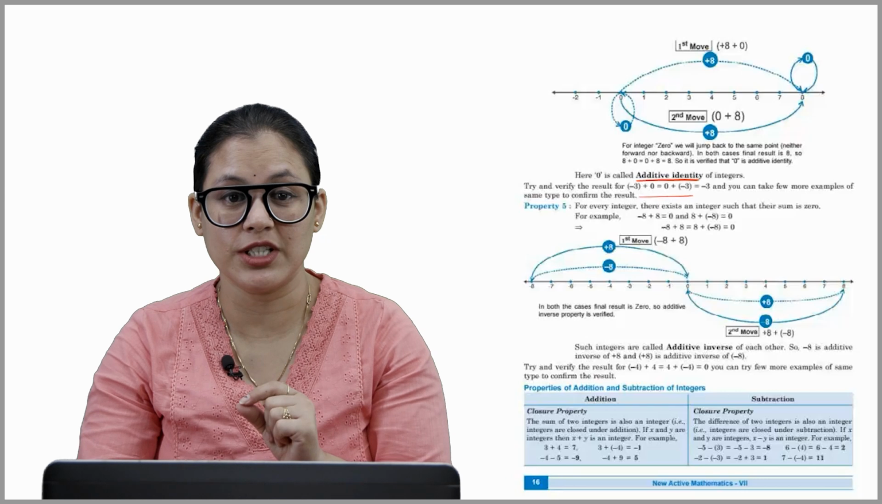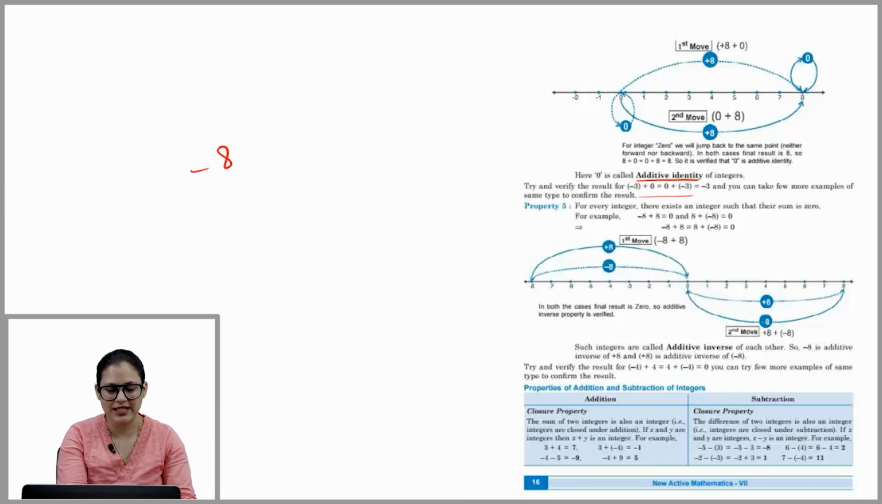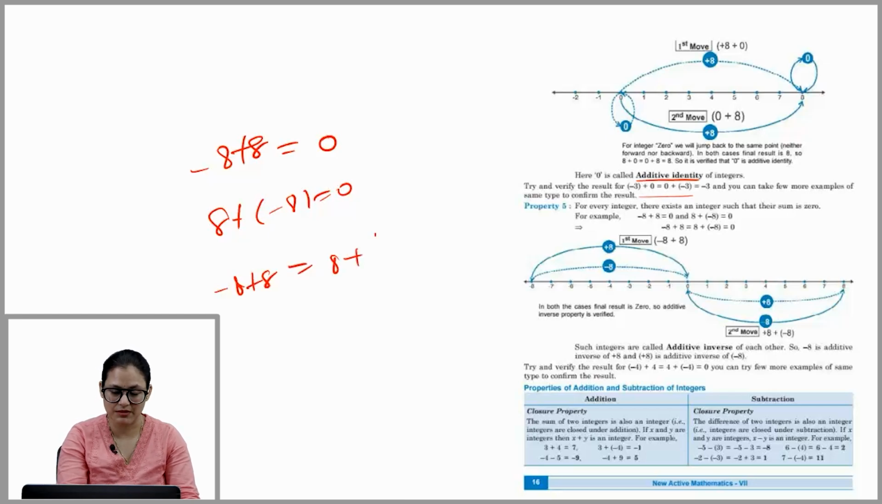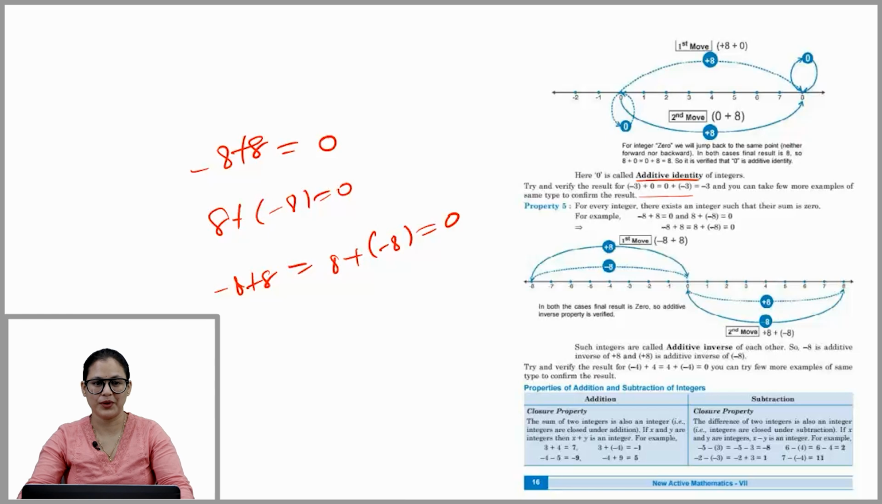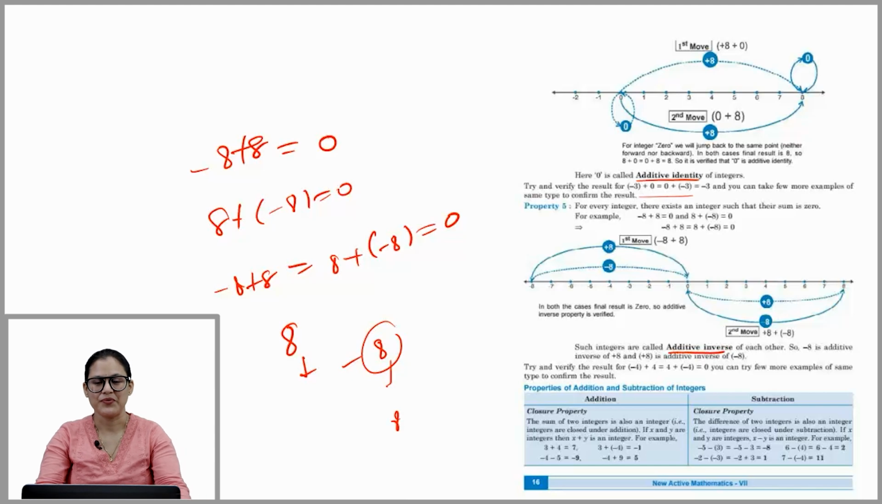Number 5 property. For every integer there exists an integer such that their sum is 0. For example, minus 8 plus 8 is equal to 0, or 8 plus minus 8 is equal to 0. Such integers are called additive inverses of each other. Additive inverse of 8 is minus 8, and additive inverse of minus 8 is positive 8.